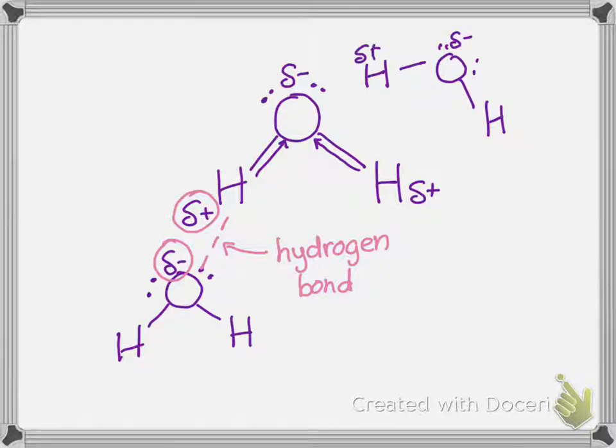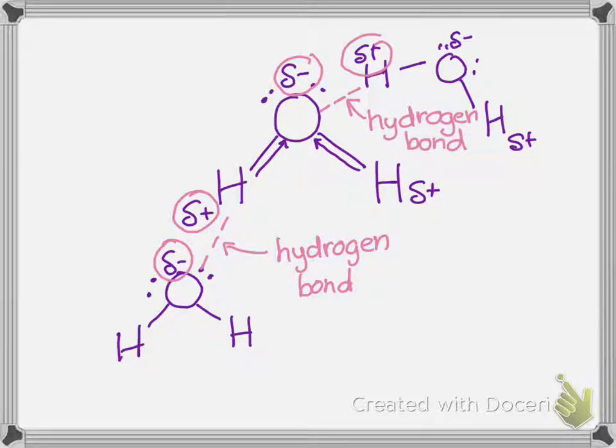Because when we're thinking about this, we need the positives and the negatives next to each other. So there's an attraction between the positive and negative. Hydrogen bonds are actually just a special type of dipole-dipole attraction. They are just extra strong because they involve the three most electronegative elements.